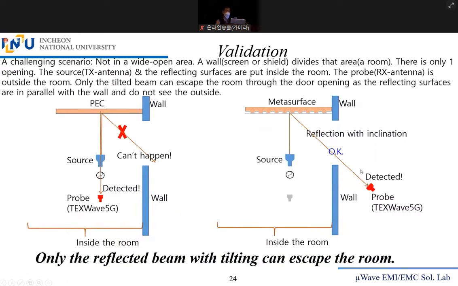My scenario is this. I put the metasurface like this. It faces the source antenna like this. The source antenna doesn't have any inclination. It's not tilted. And the plane of the metasurface is exactly perpendicular to the wall. So if this metasurface is wrongly designed, the energy doesn't go in this direction, outside of the room.